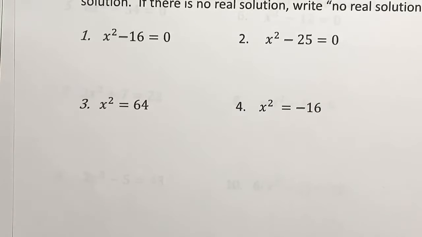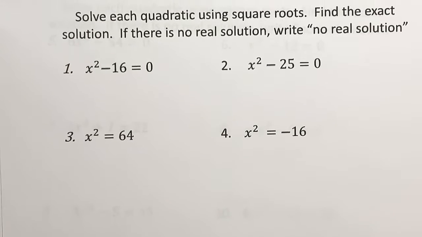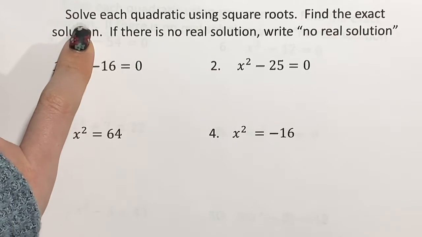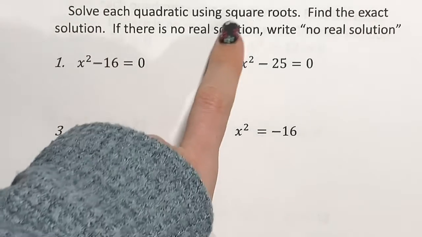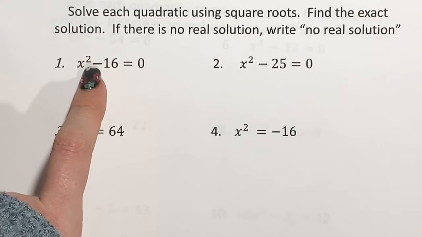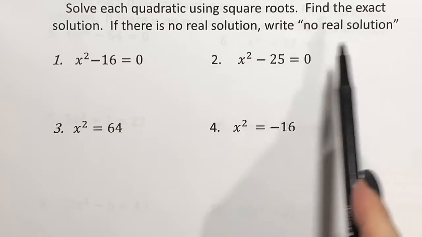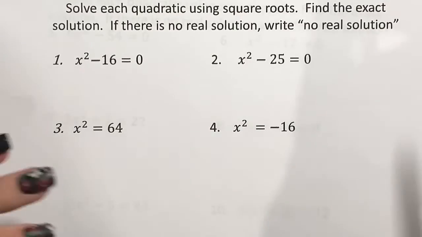Okay, let's try a few more equations here. So what we're going to be doing is they're saying solve each quadratic using square roots. That means you're going to be solving for x. That's what it means when it says solve. And then we're using square roots because we have squares here, and the opposite of a square is a square root. This one does say find the exact solution. If there is no real solution, right, no real solution. So that means no imaginary.